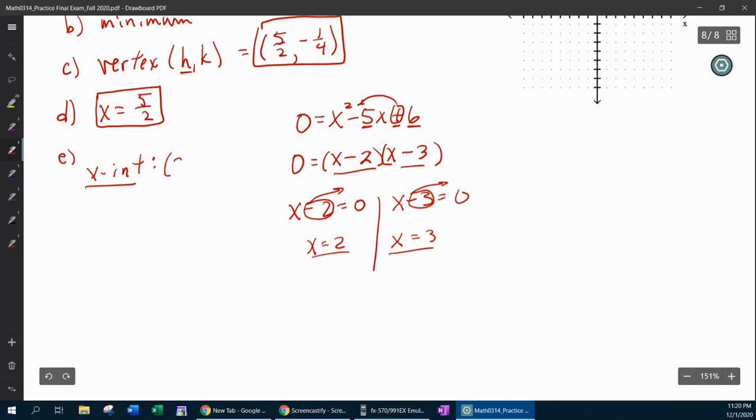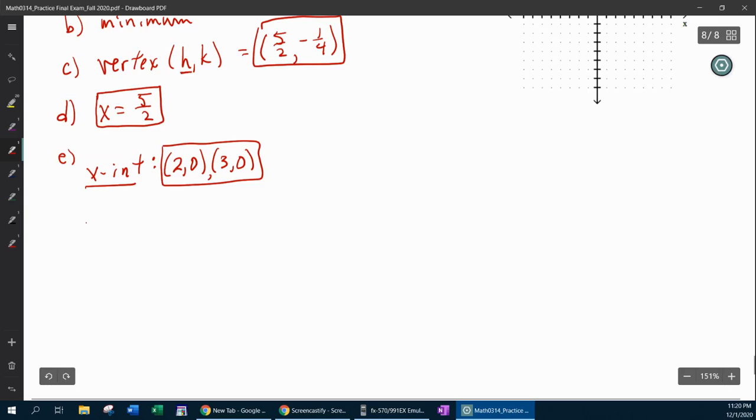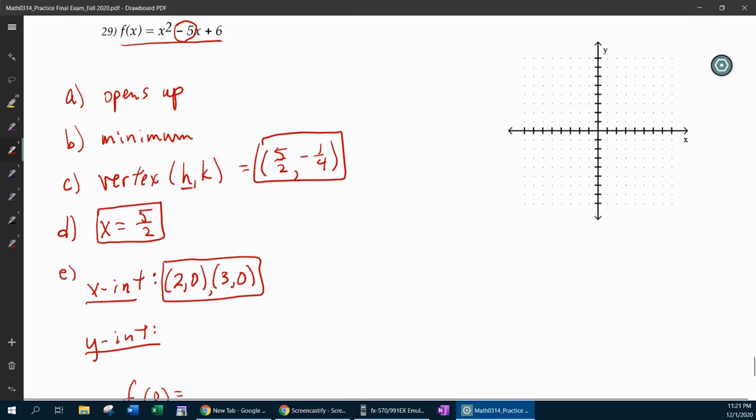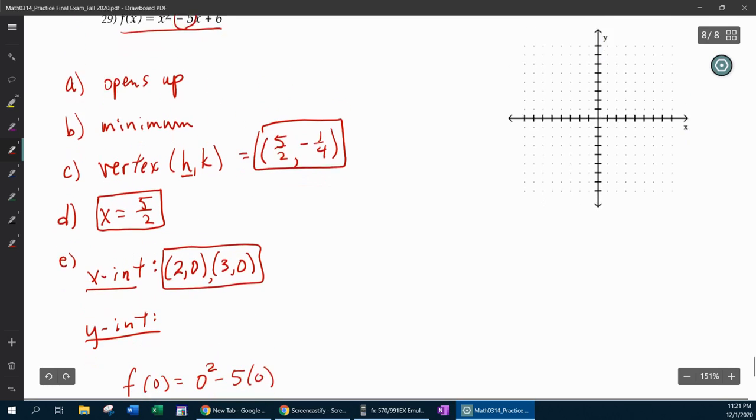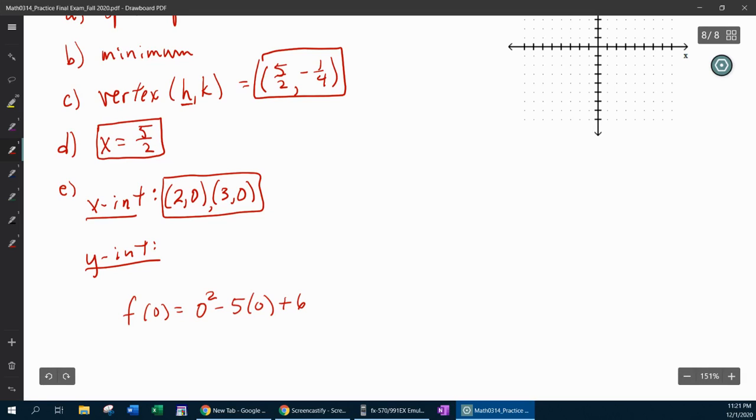The x-intercepts are (2, 0) and (3, 0). Remember that for an x-intercept, the y-coordinate is always 0. And now to find the y-intercept, I need to let x be 0, which means I need to calculate f of 0. That means I'm going to plug in a 0 for every x. So that's 0 squared minus 5 times 0 plus 6, which is 0 minus 0 plus 6. So the y-intercept would be (0, 6), because I let x be 0, so the x-coordinate of the y-intercept has to be 0. And there is the y-intercept as an ordered pair.